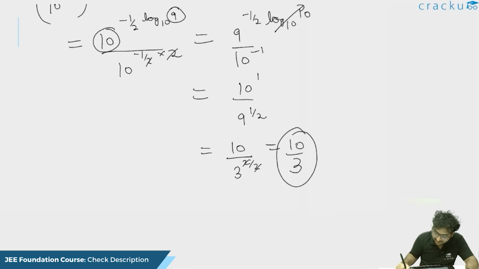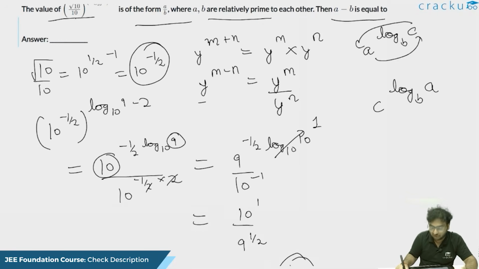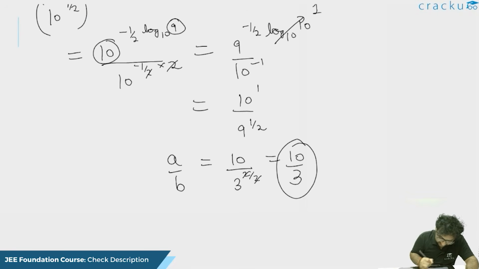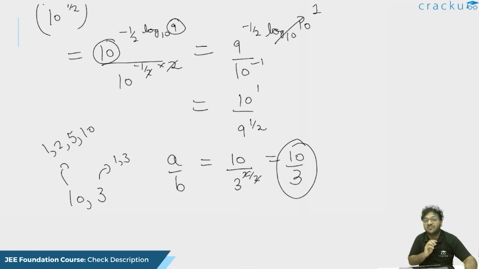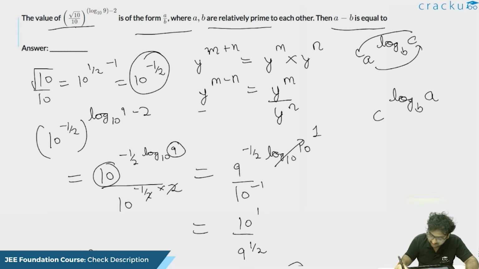So this is the a by b form. And we can see 10 and 3 are co-prime to each other, because factors of 3 are 1, 3 and factors of 10 are 1, 2, 5 and 10. So the highest common factor between both of them is 1, so they are relatively co-prime to each other. So we got a is equal to 10 and b is equal to 3. Now it is asked that a minus b, so 10 minus 3 is equal to 7. Hence 7 is the correct answer. Thank you.